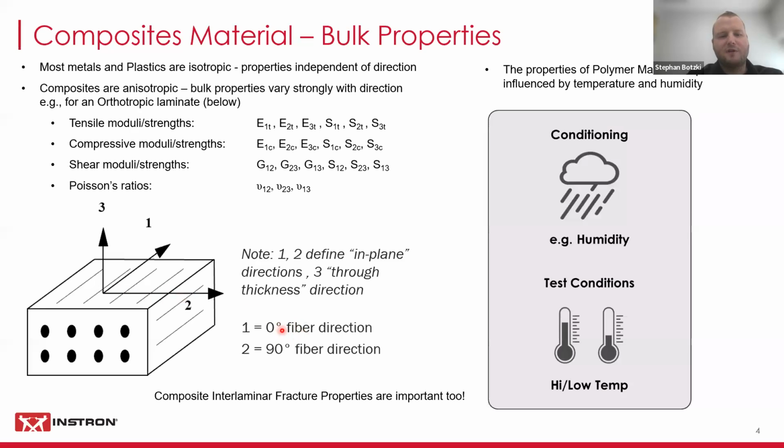So usually in the standards, that's how that's identified, with the 0 or 90 degree or other kinds of orientations. Interlaminar flexure properties are also important for composites. These are usually stacked up on top of each other with different plies. And of course, the properties of your composite materials are influenced by temperature and humidity.